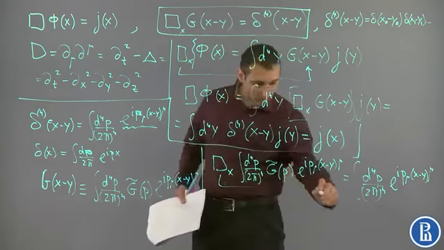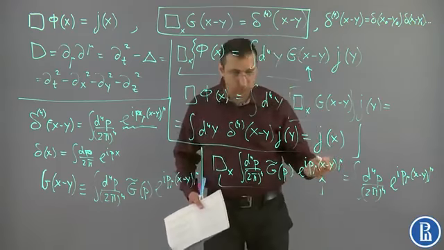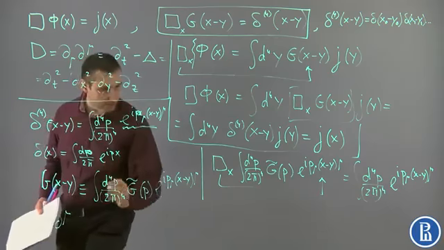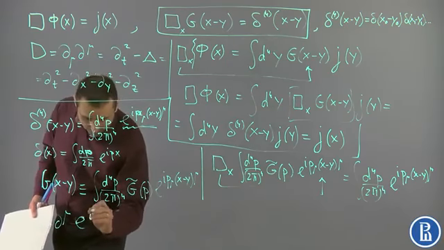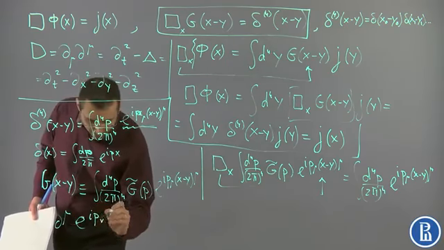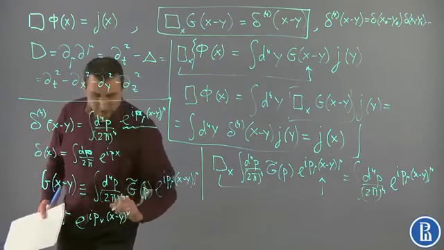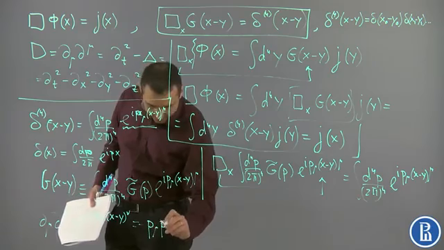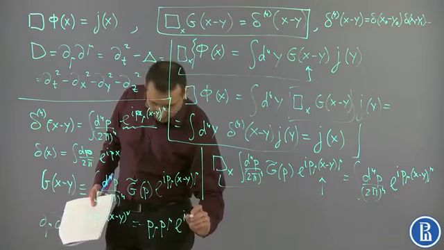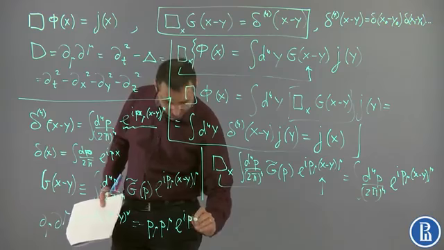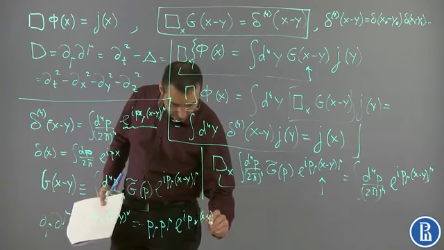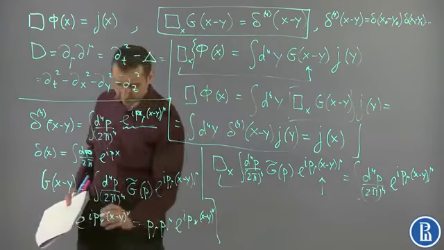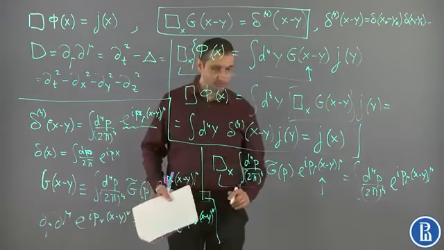The D'Alembertian acts only on this exponent because this is the only thing that depends on x. It's not hard to check that the D'Alembertian, d mu d mu, acting on the exponent of i p nu x minus y nu is nothing but minus p mu p mu times the same exponent. This is a trivial exercise. If you know tensors, you can do it straightforwardly.